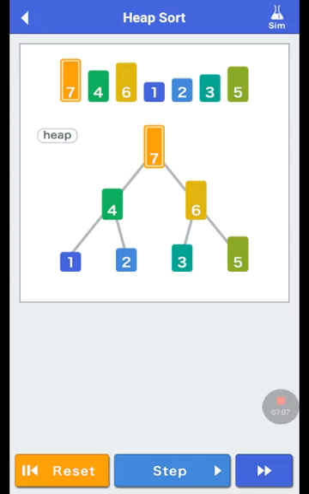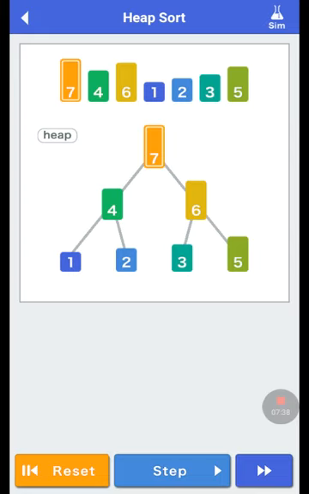Now let us go to phase 2. Phase 2 will remove the root node, and the root node becomes vacant. The last element that we read into the tree will replace the root node. The last element is 5. When we remove 7, 5 will take the position of the root.